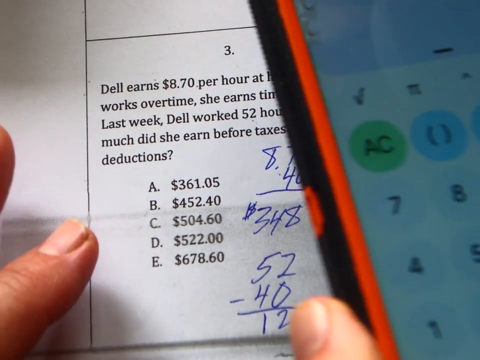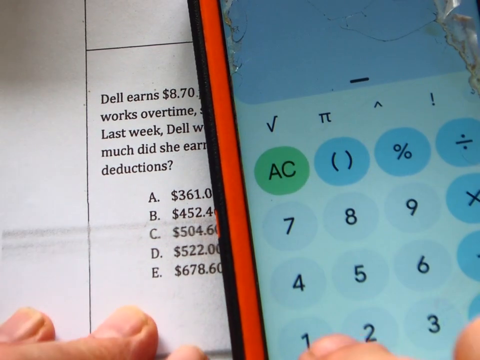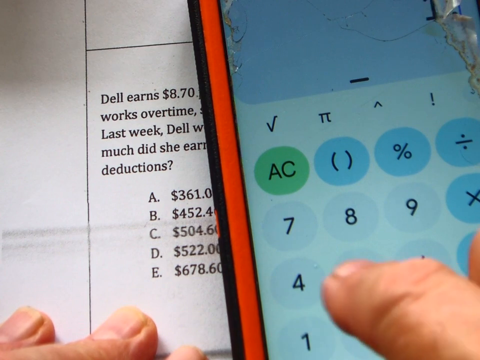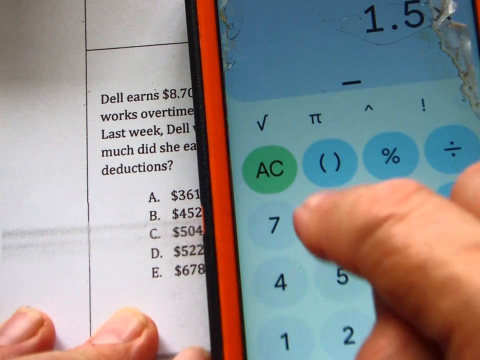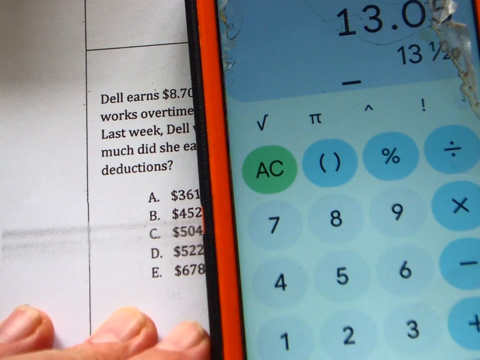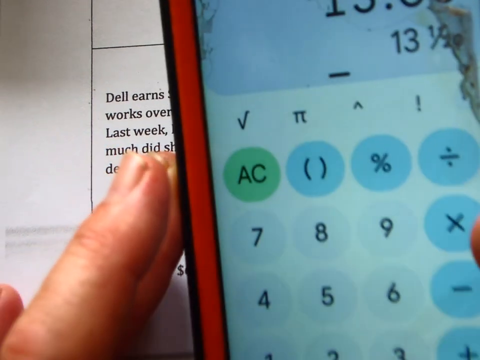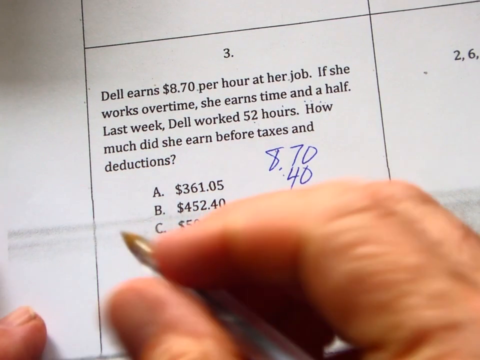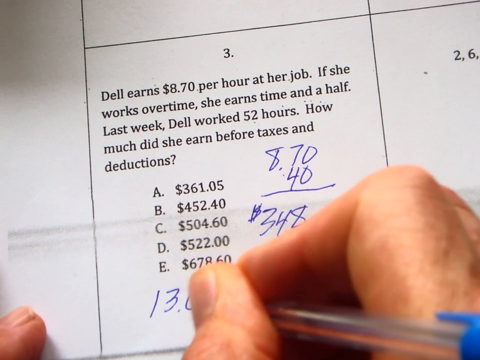How could you figure out time and a half? Well, I'm going to clear it here. Time and a half is 1.5. 1.5 times 8.70 equals $13.05. $13.05 an hour. That's what she's going to be paid when she works overtime.